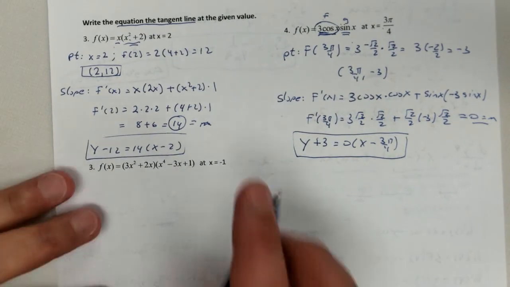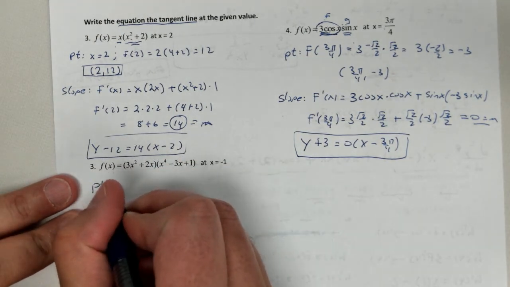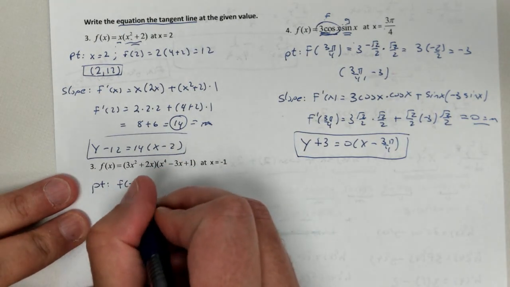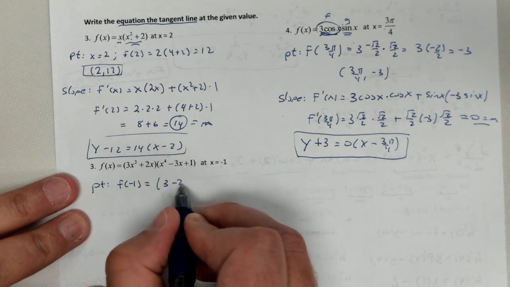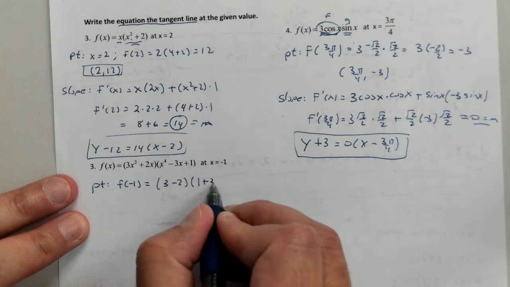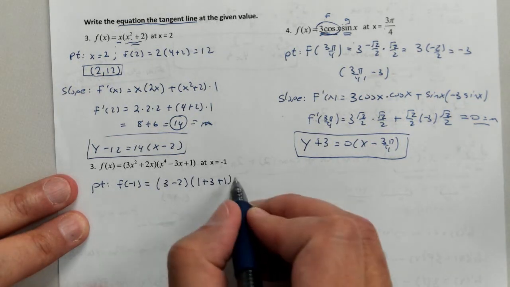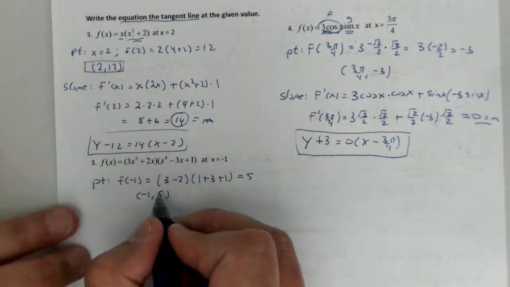All right, try number 3 real quick. Let's go and try this one. Ready? We need our point. So I'm going to plug in the negative 1. F of negative 1. And I'm just going to do some math here. That becomes 3 minus 2 times, this becomes 1 plus 3 plus 1. So what does that become? 5. So the point negative 1, comma 5.